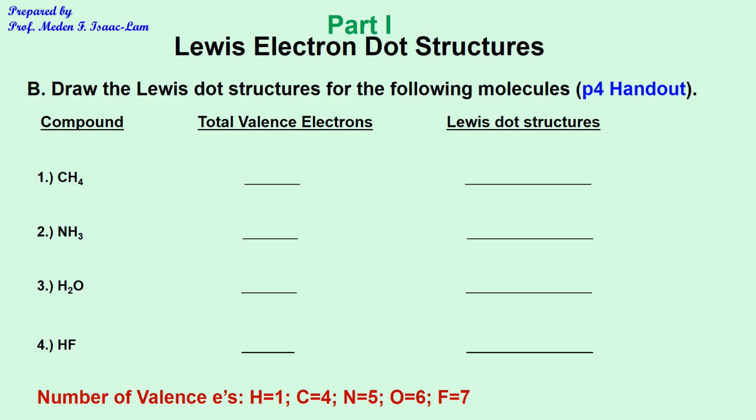Last example in this slide is HF. For HF, you will connect H to F for the Lewis dot structure. For the total valence electrons, you will have 1 plus 7, because F has 7 valence electrons. So for the Lewis dot structure, connect H to F, make a line. However, for the F, you will have 6 more dots. So pair up the dots, and you will have 3 lone pairs, or 3 non-bonded pairs, on F.